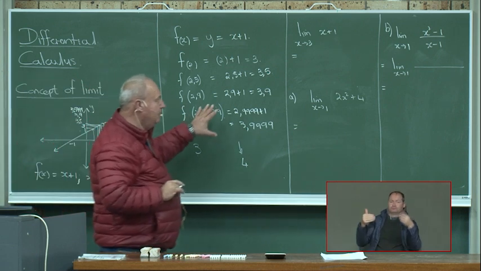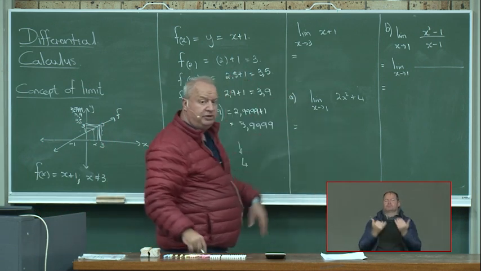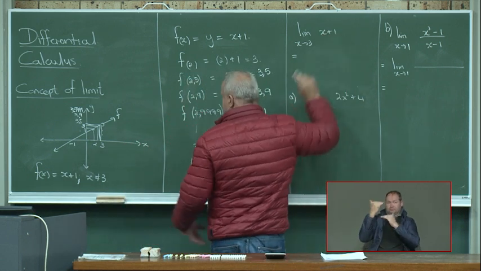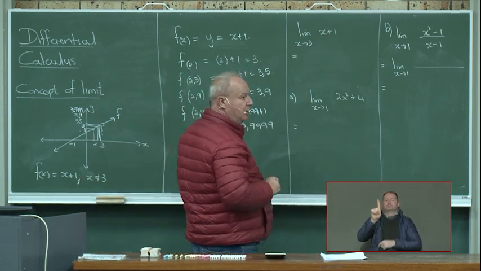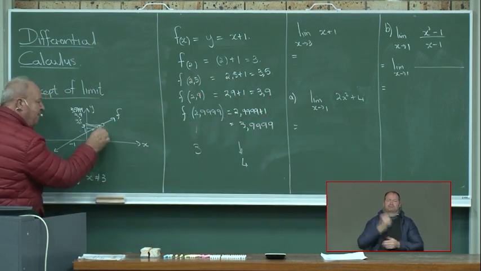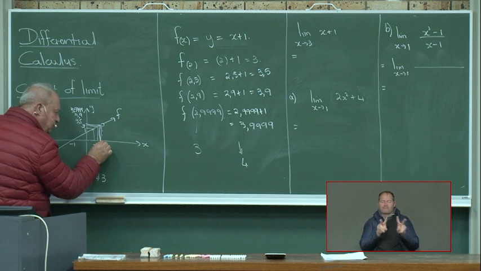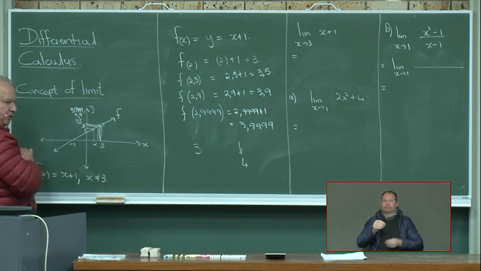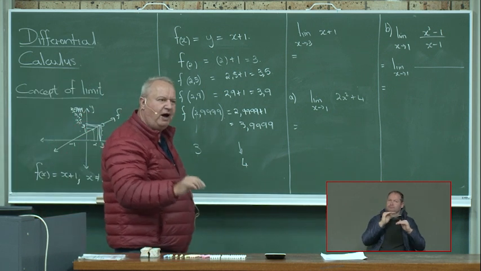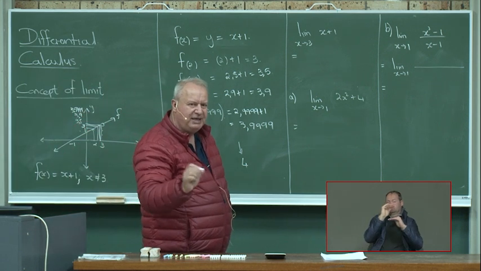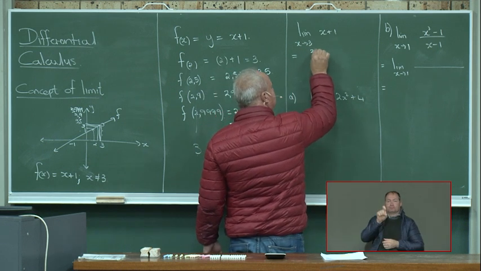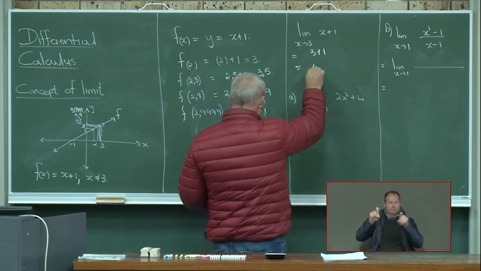So what is the limit? Now you've got to look at the notation of a limit. The limit of x + 1, which is this graph here, as x is approaching 3. I am trying to find the value. If x is approaching 3, what does the value approach? That's the limit. So in order for me to find the limit, all I need to do is put that x value into the expression, and I've got my answer.